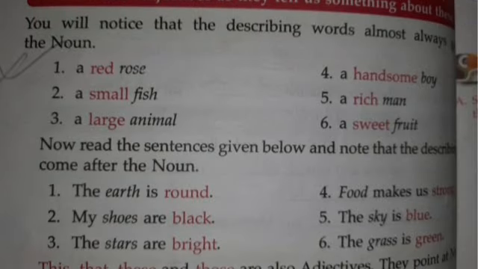But sometimes we can also put the adjectives after the noun. Okay. So here you can see, the earth is round. The earth is round. Yes. So here earth is a noun. But after that we put what? Adjective. Okay. Earth is round. Okay. Next one is my shoes are black. The stars are bright. Food makes us strong. The sky is blue. The grass is green. Yes. So all these are adjectives and we put these adjectives after the nouns.